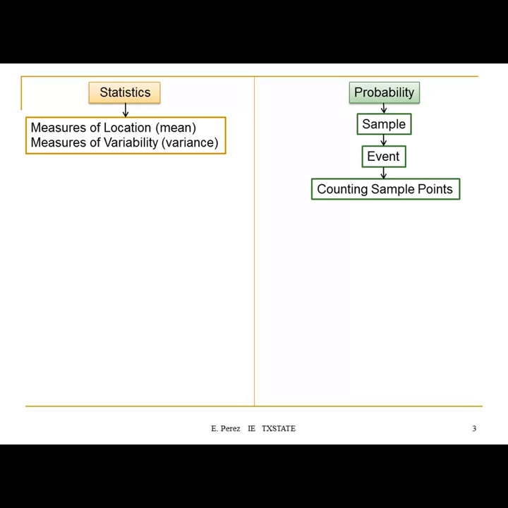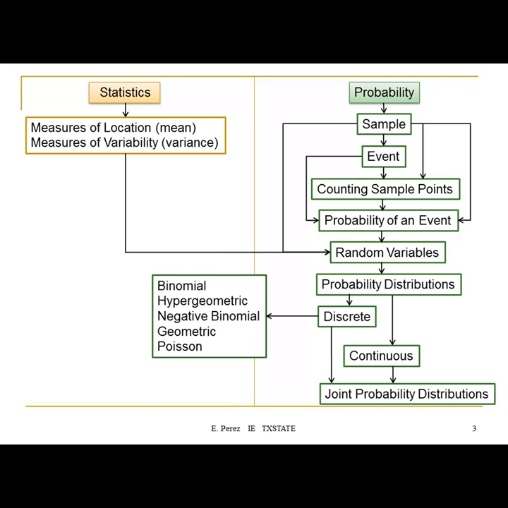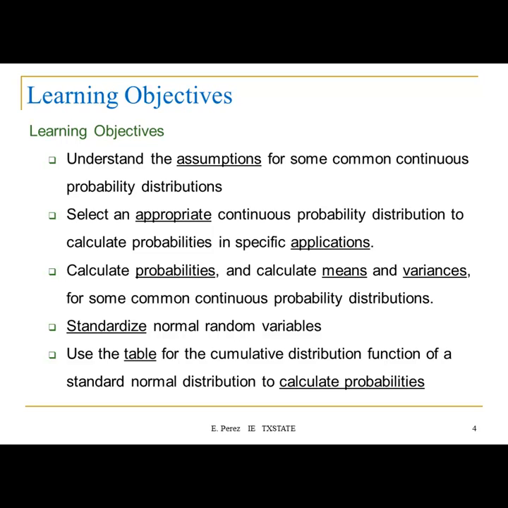To show you the map one more time, you're familiar with the topics that we have covered so far. We are now into the continuous distribution topic, and we are going to look at these distributions in particular. The learning objectives are the same as the ones we discussed for lecture 10. We need to understand the assumptions for each of the continuous probability distributions, and we need to know how to select a distribution based on the data that we have. We need to know how to calculate the means and the variances for specific distributions, and the last 2 are basically for the normal.